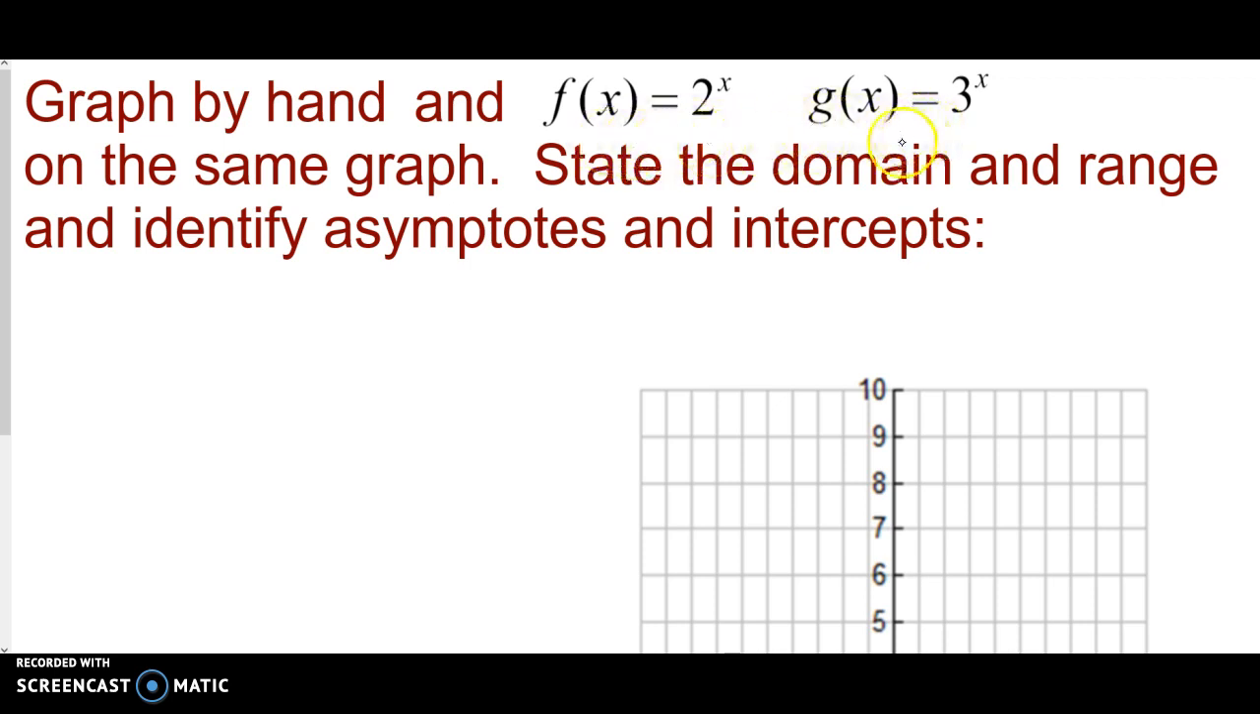Okay, next, what I'd like you guys to do is I want you to graph by hand both of these exponential functions, 2 to the x and 3 to the x. Okay, you can do that on the same coordinate plane here. Then once you're done, I'd like you to state the domain, range, and identify the asymptotes and intercepts of each f of x and g of x. So I'd like you guys to go ahead and put me on pause and do that. If you're not sure what to do or how to do this, just from the start, table values. All right, you've done this before, you can do it again. Here we go.